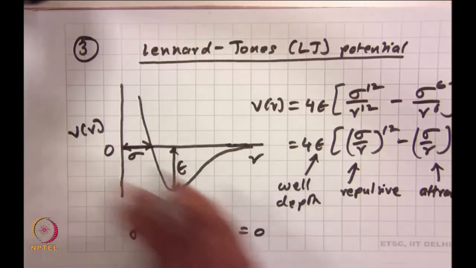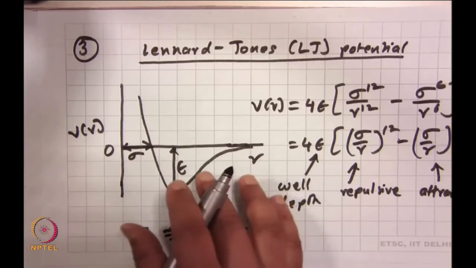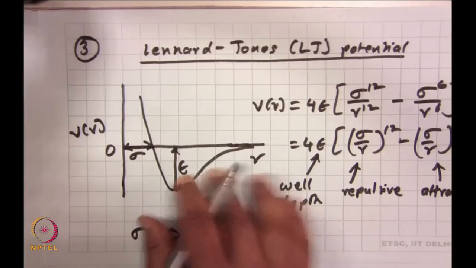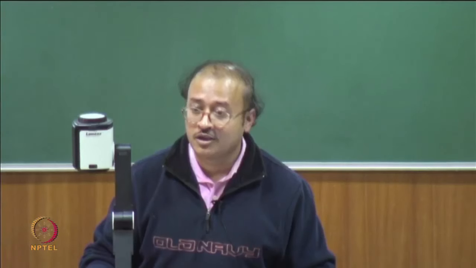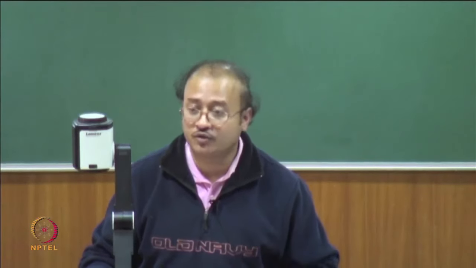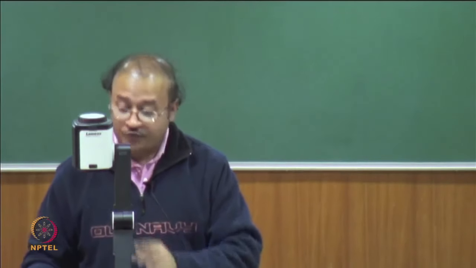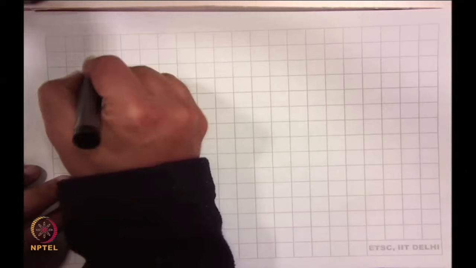This one does not, it goes to infinity, but with the dependence of 1 by r to the power 12, and this is the one which is most commonly used nowadays in many different forms, and I will tell you what form I am talking about. Okay. So, from here this is a homework problem, what you should be able to figure out, this is a homework problem.